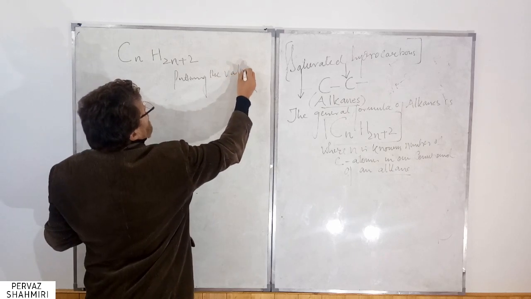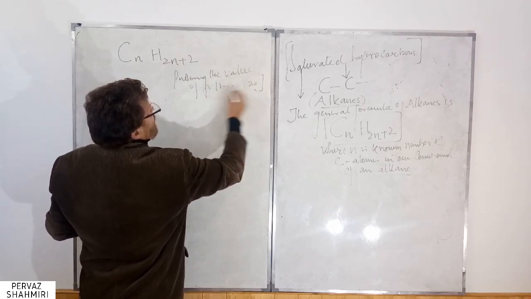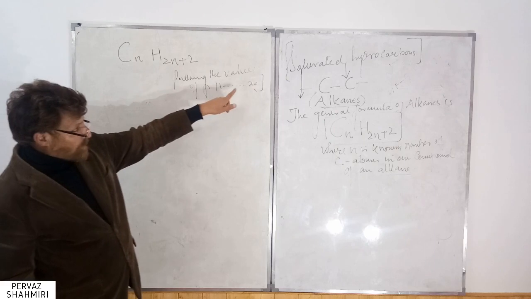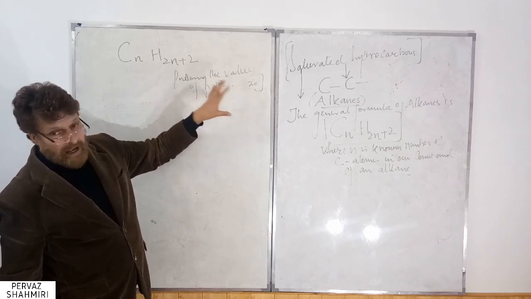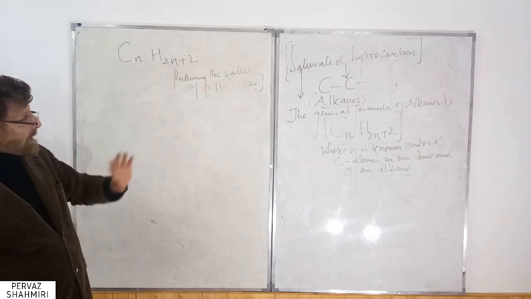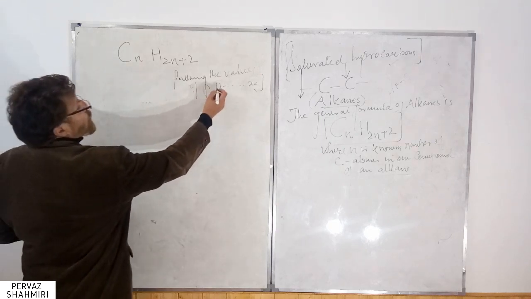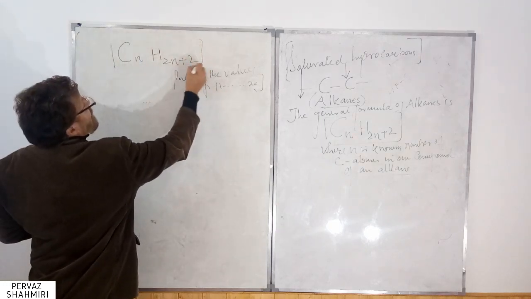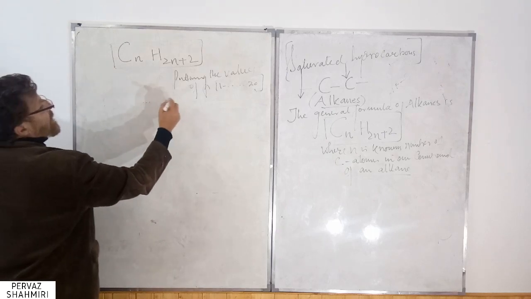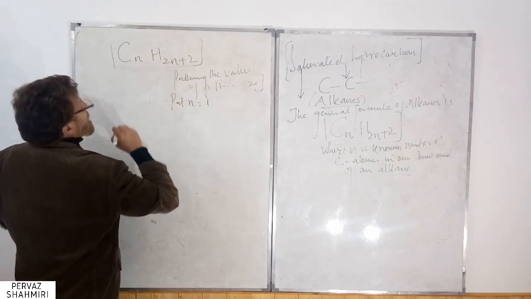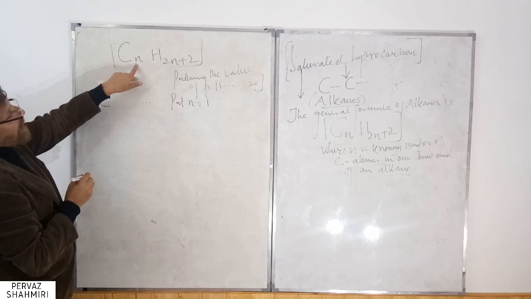If we go on putting the values of n from 1 to 20, we will find 20 types of alkanes, and in all these you will see single covalent bonds, which indicates these alkanes are saturated hydrocarbons. Put the value 1 in the general formula CnH2n+2. Instead of n we put the value 1.